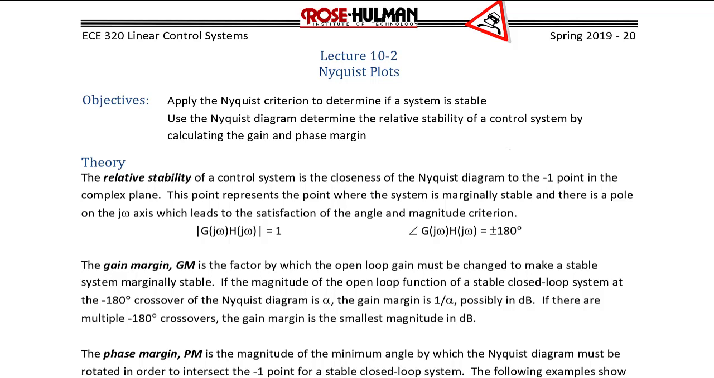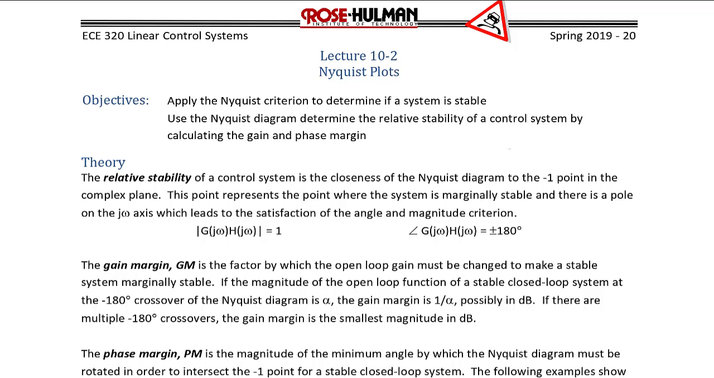Lecture 10-2, Nyquist plots and Nyquist criterion. The objective is to apply the Nyquist criterion to determine if a system is stable and use the Nyquist diagram to determine the relative stability of a control system by finding the phase margin and the gain margin.